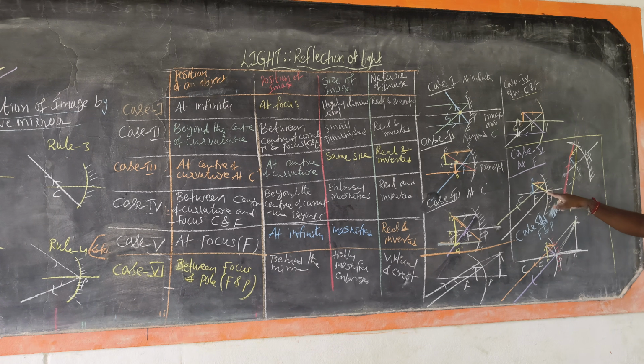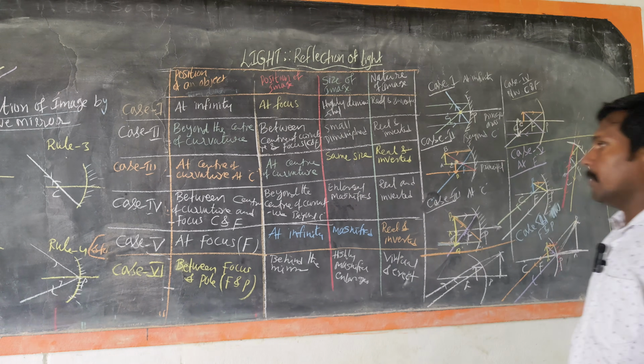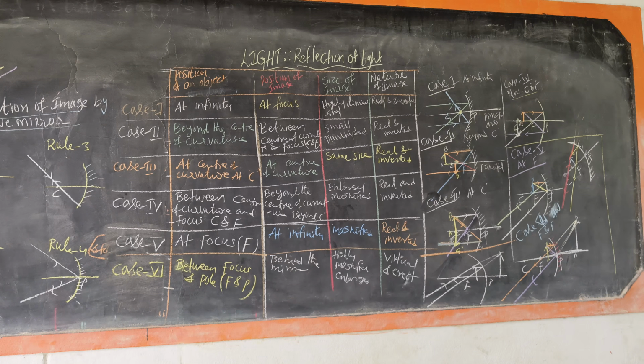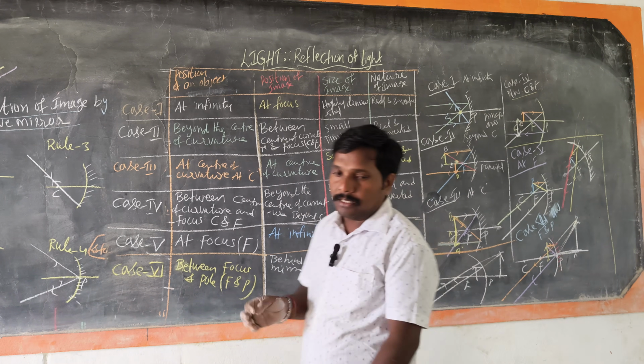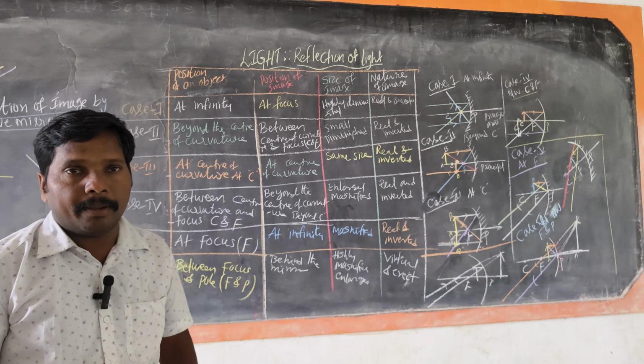Here I take it incident making some angle with the principal axis. Here the second light ray is taken as the light ray passing through the center of curvature. So this is the formation of image. Very easy, but a little confusion may happen.